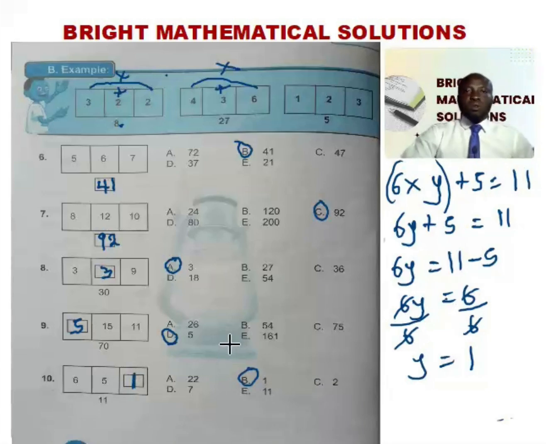So that is the solution to Test 1B of our series, which is Lantern Steps to Quantitative Reasoning Book 6.